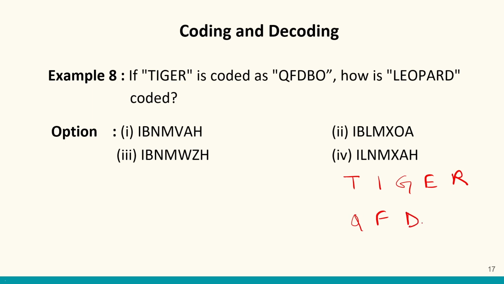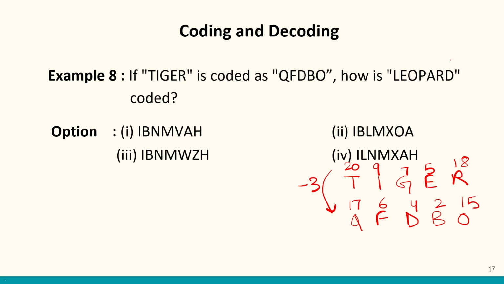U, F, D, B, O. So T is coded as how much? T is coded as 20, I is coded as 9, G is coded as 7, E is coded as 5, and R is coded as 18. Similarly, we'll give these ranks 17, 6, 4, 2, and O is coded as 15. So very clearly I can see we are going 3 positions backward, 20 to 17, 9 to 6, so on.